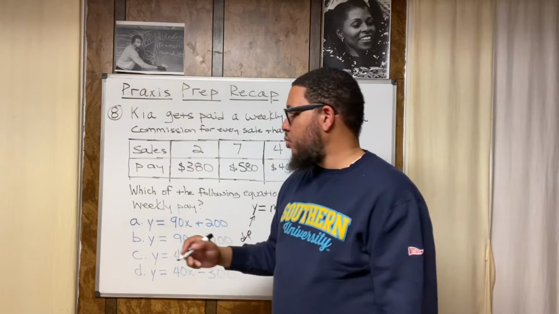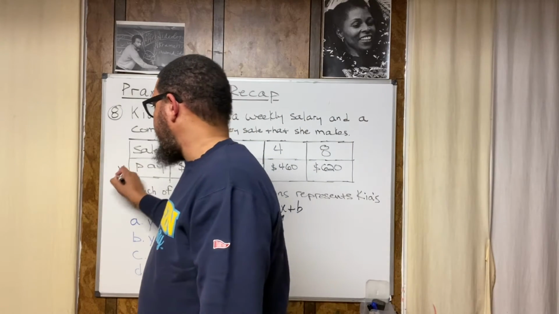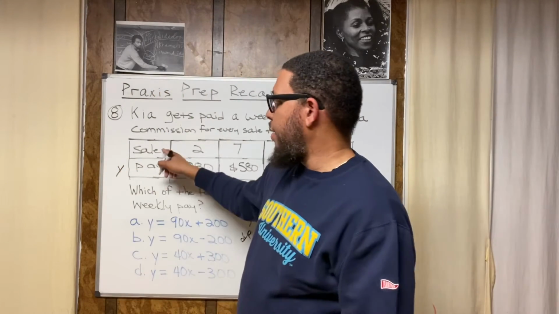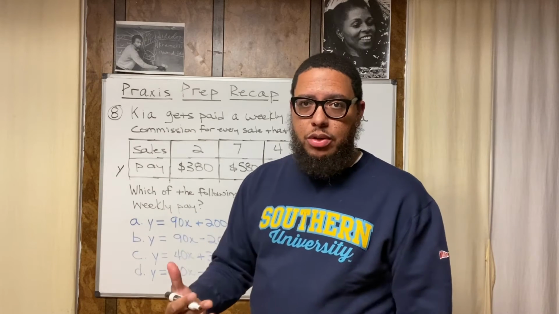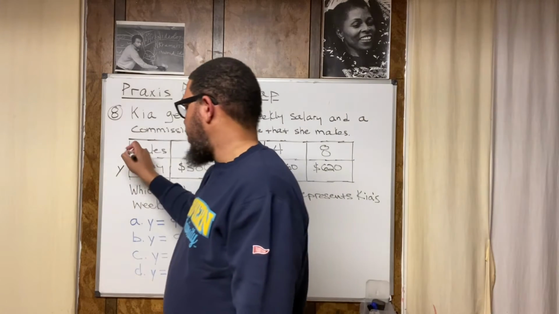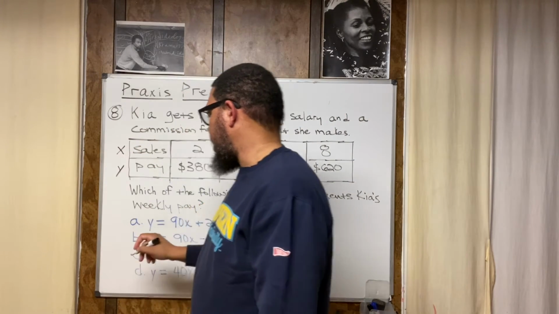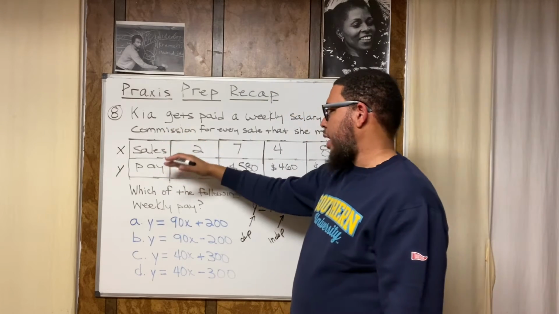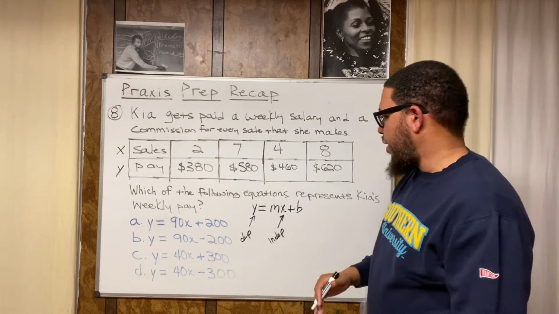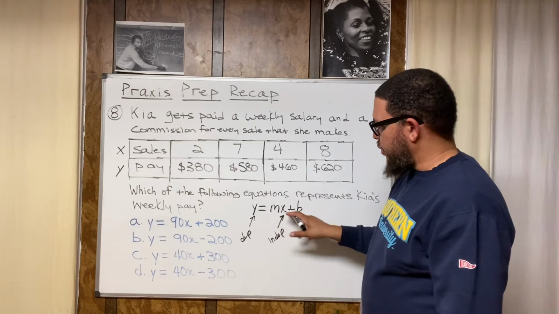So what you might want to do is just put a little Y right here just to identify it. And that means her sales, or the number of sales, is going to be her independent variable. So we put an X right here. All right. So you got your X and you got your Y. Right. So you got y equals mx plus b.